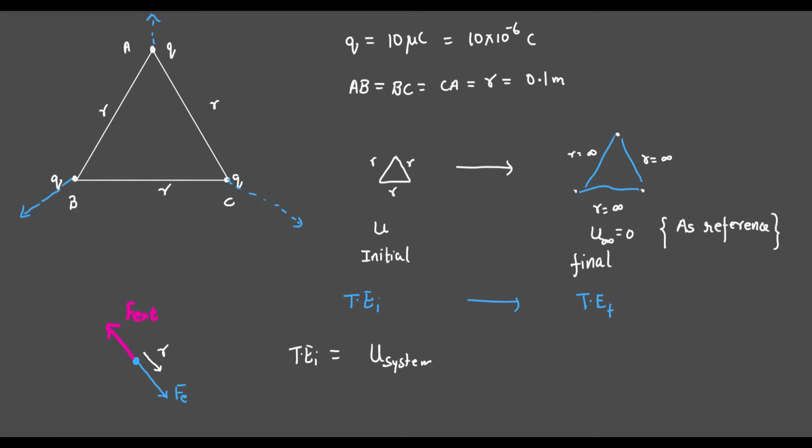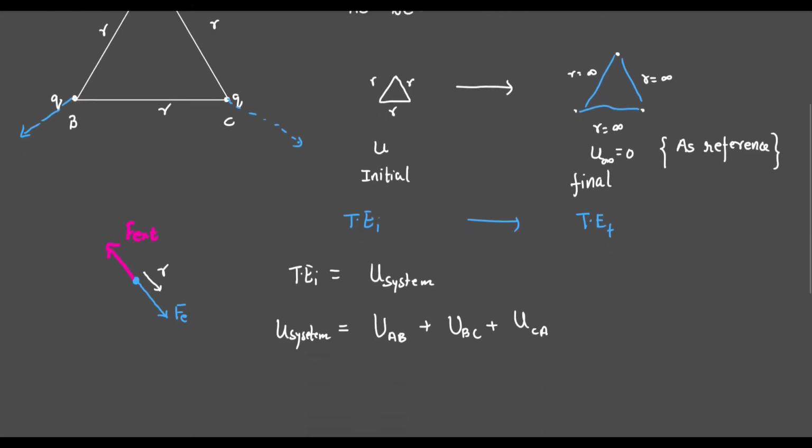Potential energy of the system. Now what is the potential energy of the system? U system is actually U between the AB charges plus U between the BC charges plus U between the CA charges.